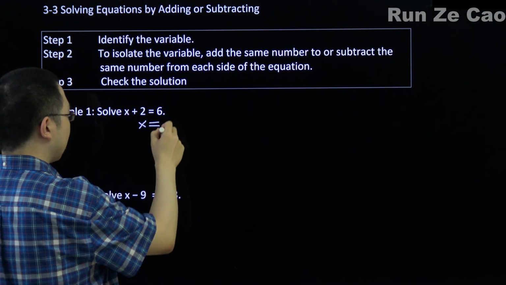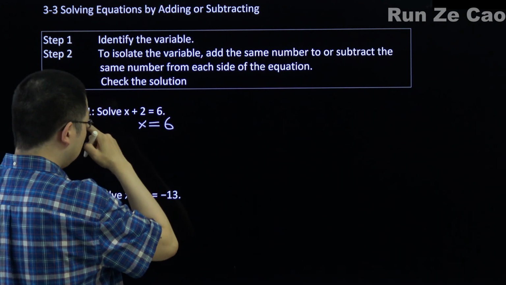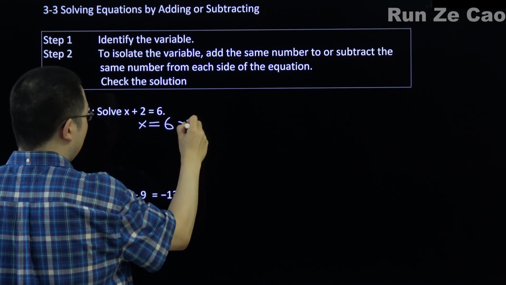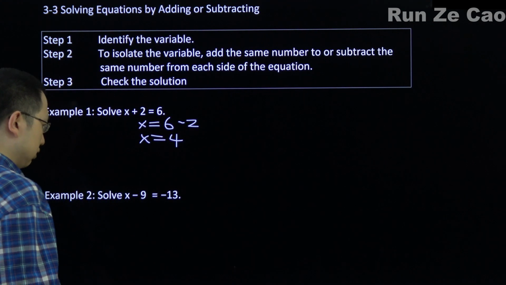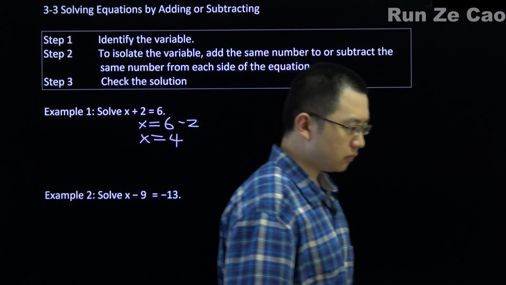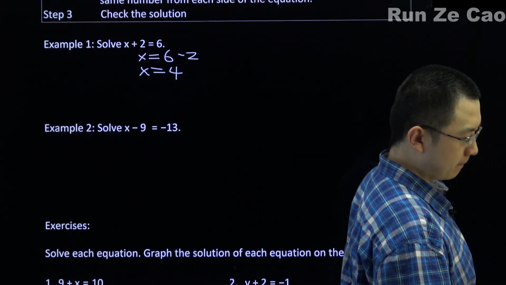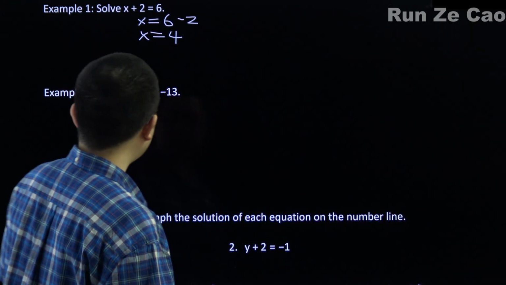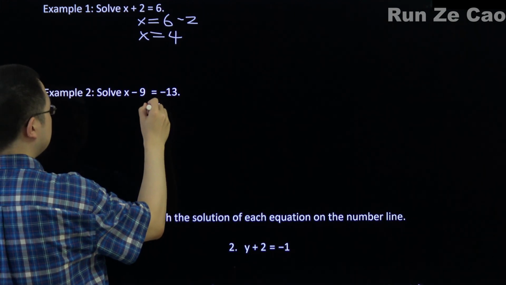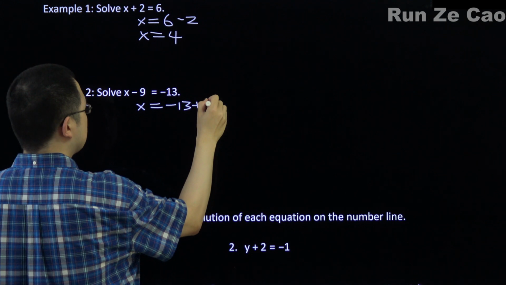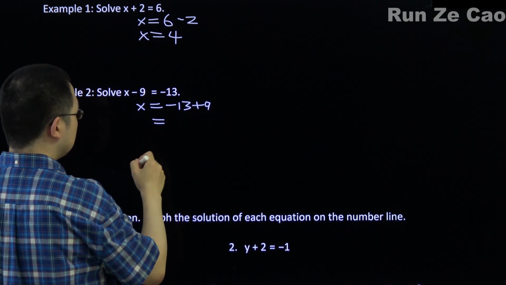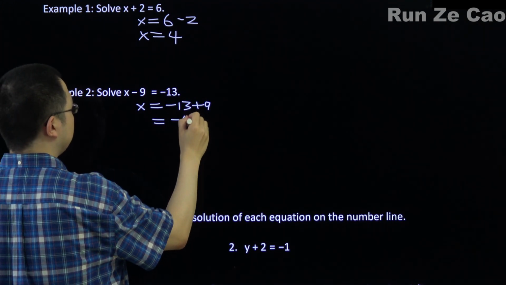Yeah, so x is equal to, if you subtract 2 from both sides, the effect is the same as moving it to the other side and changing the sign. So 6 minus 2, so it's equal to 4. Now let's say x minus 9 is equal to negative 13. Well, x is equal to negative 13 plus 9. So negative 4.